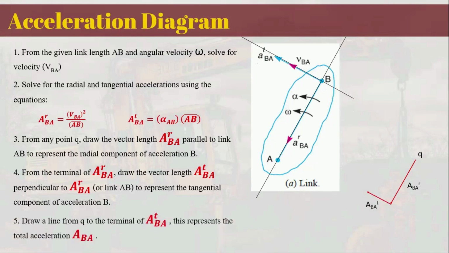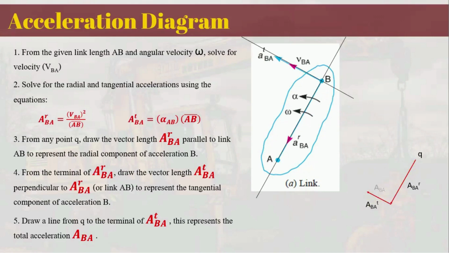And then finally, draw a line from Q to the terminal of the tangential component of the acceleration. As you can see here, using head to tail, we just connect from the point of origination, the pole or Q, to the head of the tangential component. Thus, we are able to find the absolute acceleration of the link AB. As you can also see, our radial and absolute components of acceleration originate from the pole, while the tangential component originates from the head of the other vector.